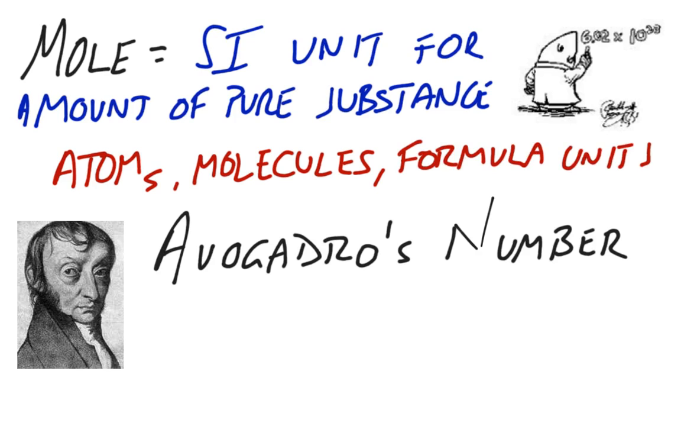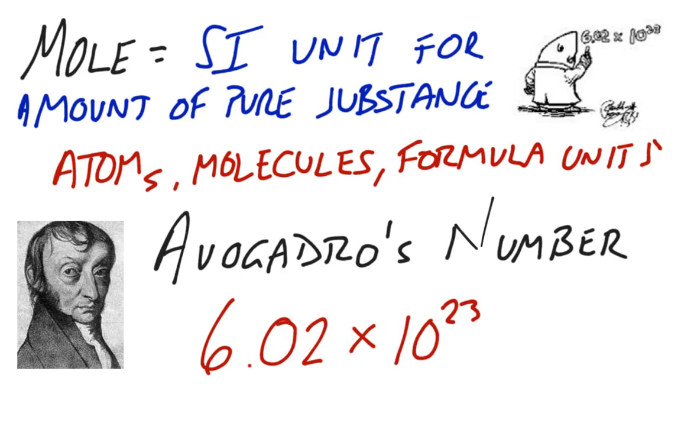Now remember, atoms come from elements, molecules come from covalently bonded compounds, and formula units come from ionically bonded compounds. The person who really put this whole thing together was named Avogadro. And Avogadro's number depicts a very, very large quantity, and that quantity is 6.02 times 10 to the 23rd power. And that's 6.02 times 10 to the 23rd atoms per mole, or molecules per mole.